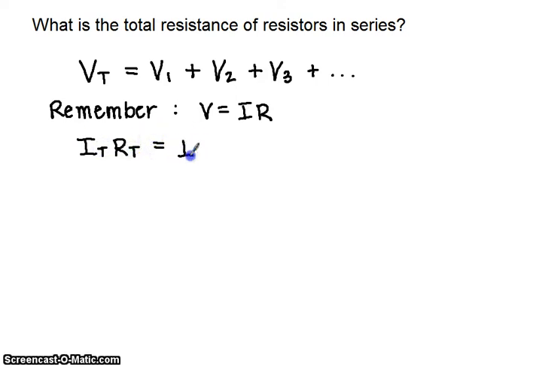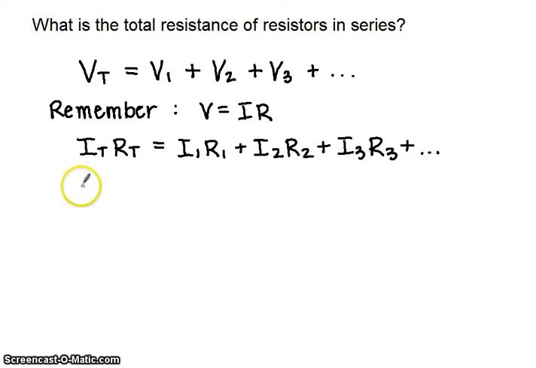V1 is going to be equal to I1 times R1. V2 is I2 times R2, and so on, for however many resistors are in that series. And what we just learned about the current is that the current is the same everywhere in series.